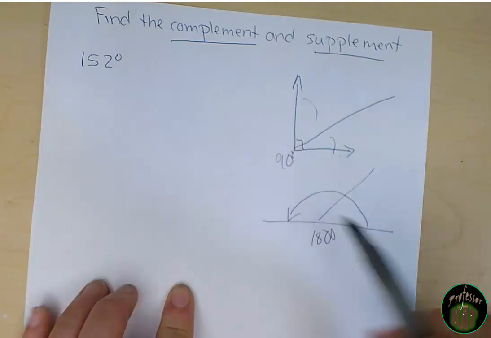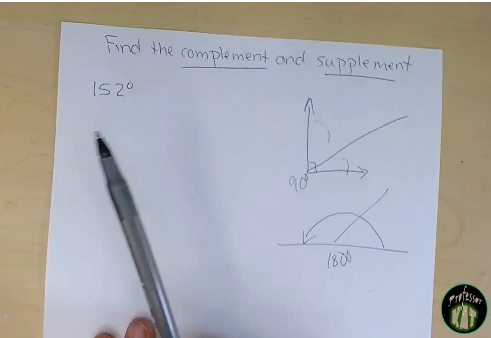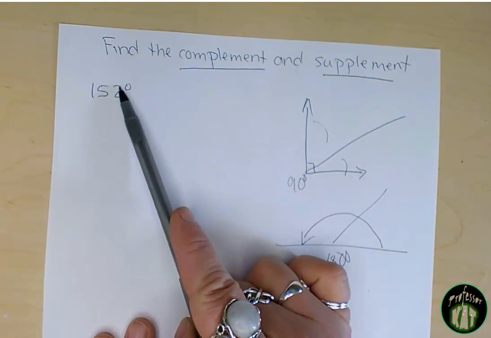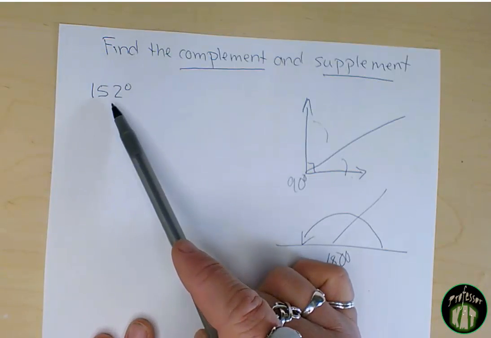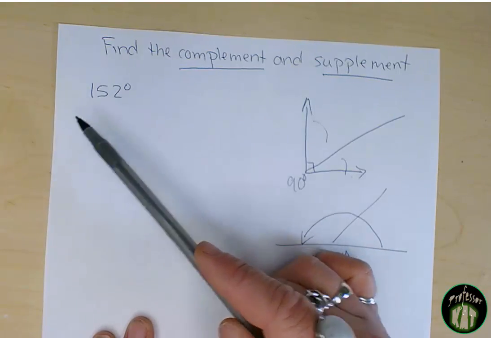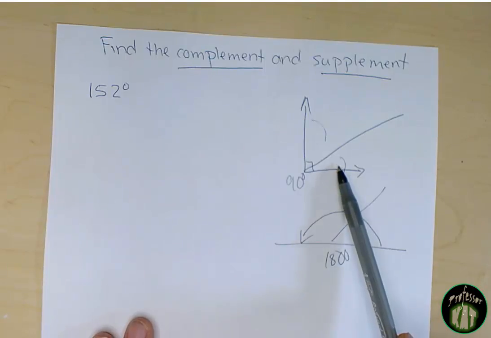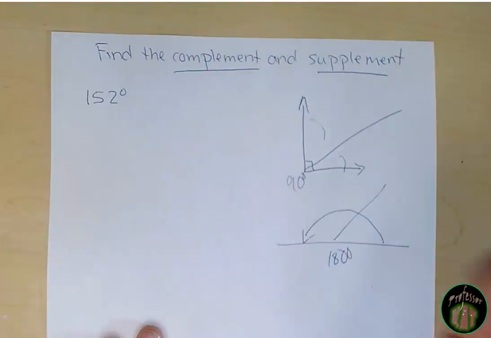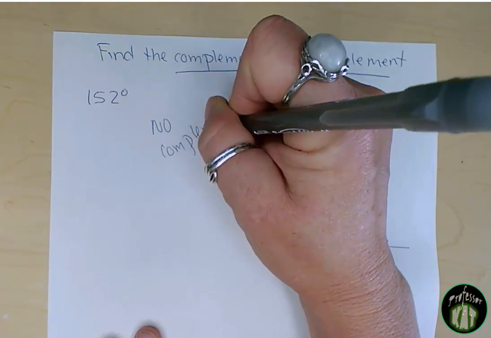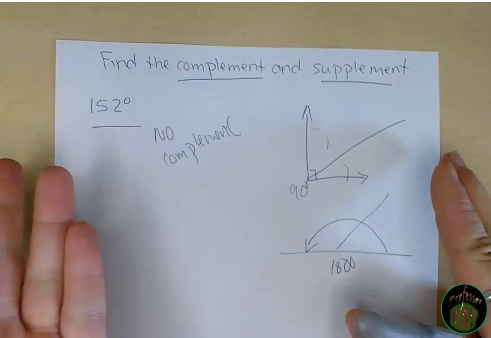Okay, now the angle that we were given is 152 degrees. So we're going to find the complement and the supplement. To find the complement, we're thinking this angle plus what would be 90. The only way to make that possible is if we subtract, but 152 is way bigger than 90. There's no way to make this fit within 90 degrees. So with this one, there is no complement, just because that angle is bigger than a 90-degree angle, so it would not apply.